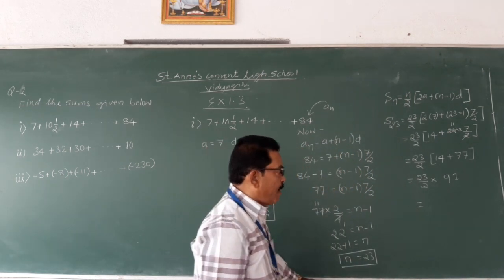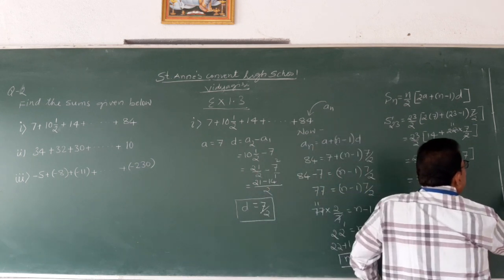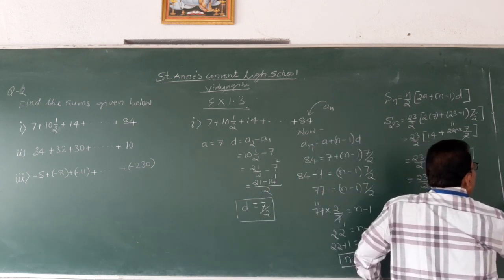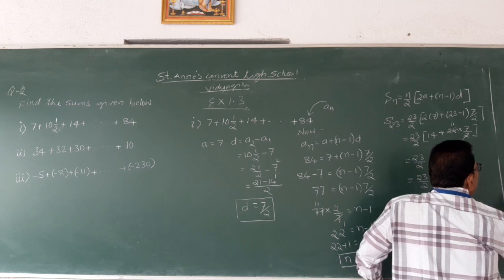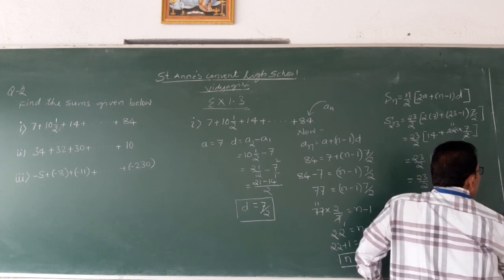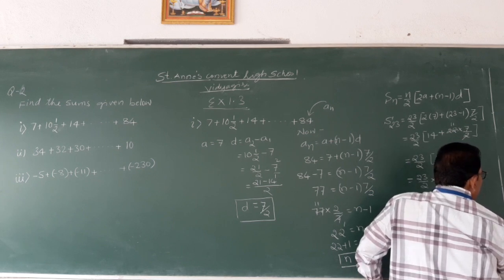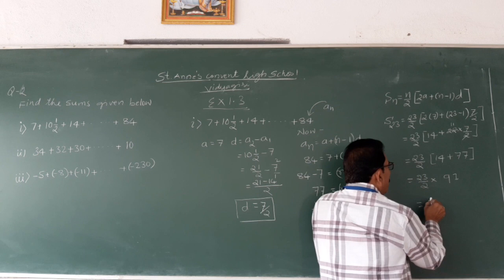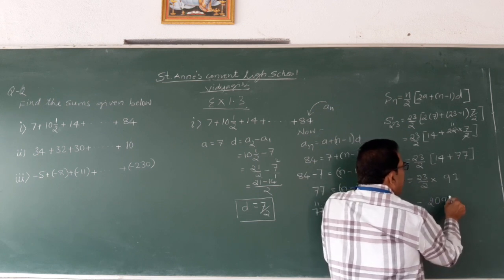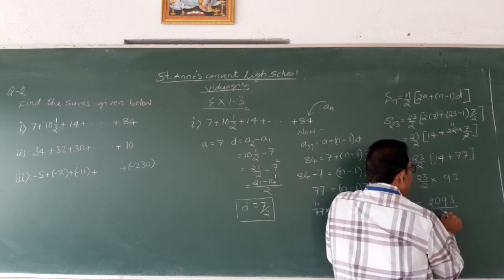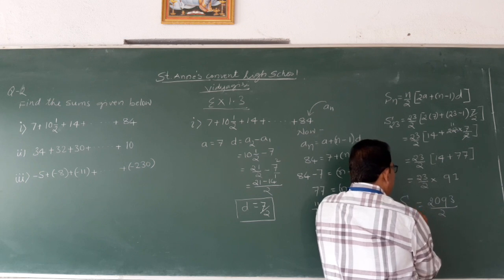We have to multiply in a rough case. That is 91 into 23. 3 ones are 3, 3 nines are 27. 2 ones are 2, 2 nines are 18. Like this, we get 2093 divided by 2.